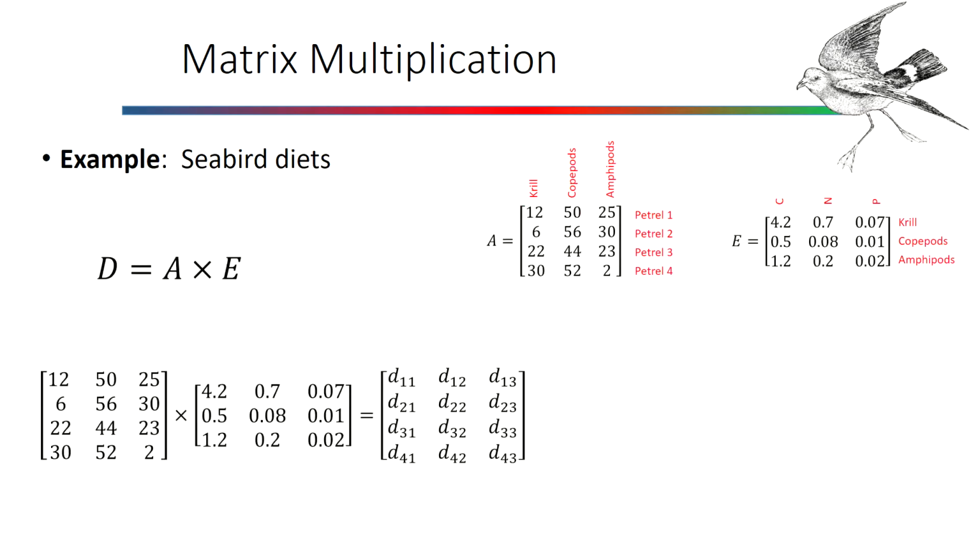Now if we multiply A times E, we can get a new matrix D that will correspond to the amount of carbon, nitrogen, and phosphorus in the diets of each of our petrels that we sampled. Remembering back to how the first matrix multiplication turned out, we might surmise that the columns of the matrix correspond to the different columns of matrix E, or in other words, carbon, nitrogen, and phosphorus, while the rows of the product matrix will correspond to the rows of the first matrix, or in other words, bird 1, bird 2, bird 3, and bird 4. Okay, so that is what we might assume, but you know what they say about assumptions.